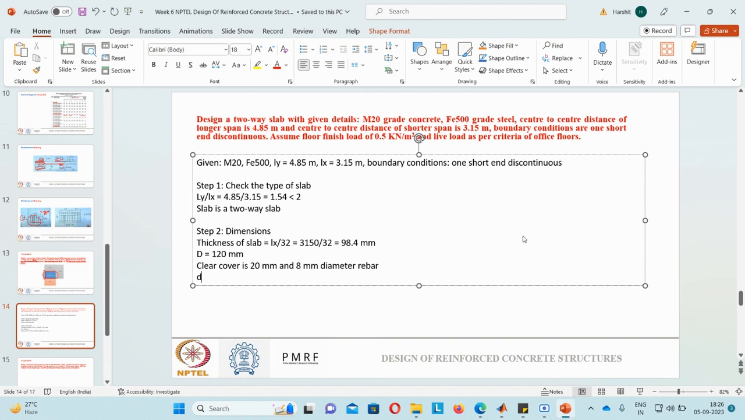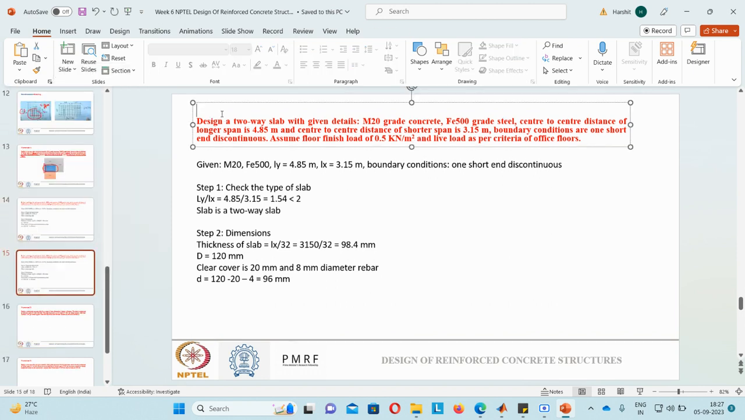Okay, so my effective depth, small d, will become 120 minus 20 minus 8 by 2. So it will come out to be 96 mm, which is close to what we assumed. Okay, so I got my effective depth value.